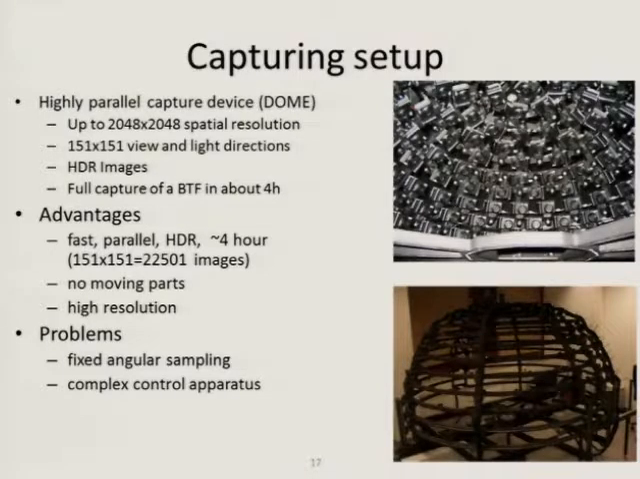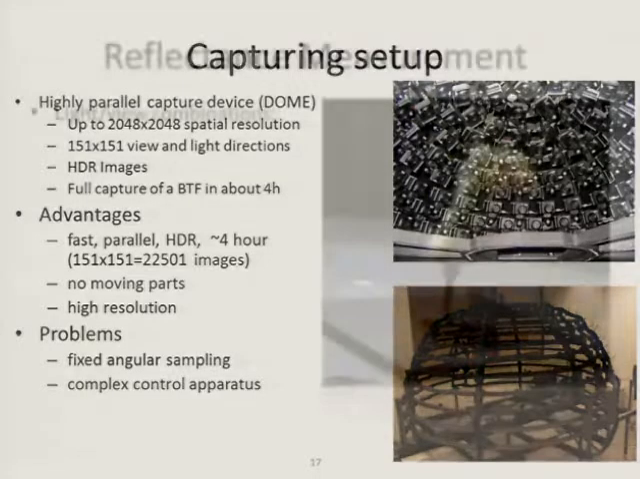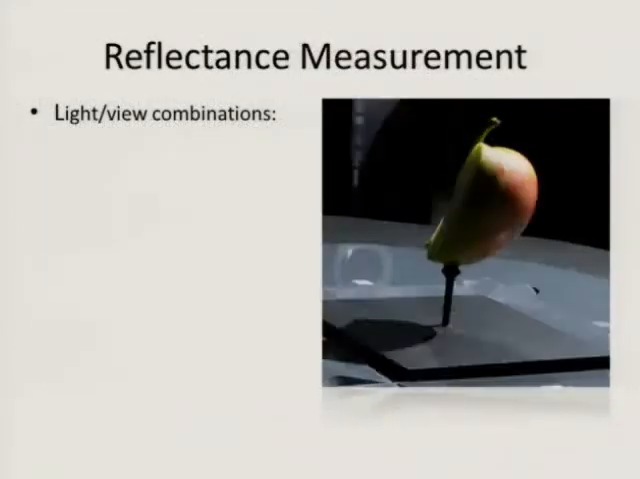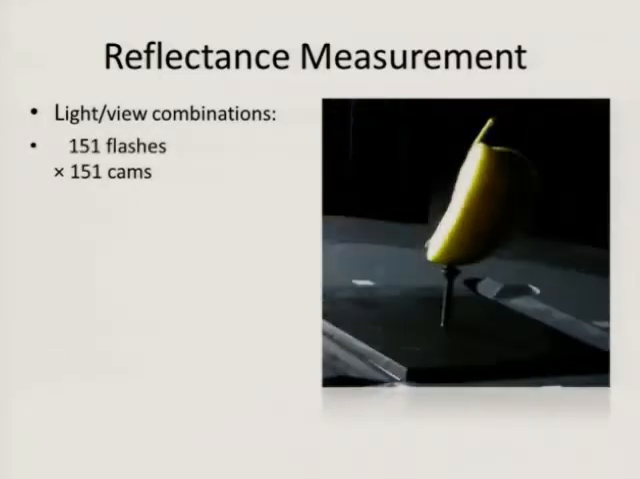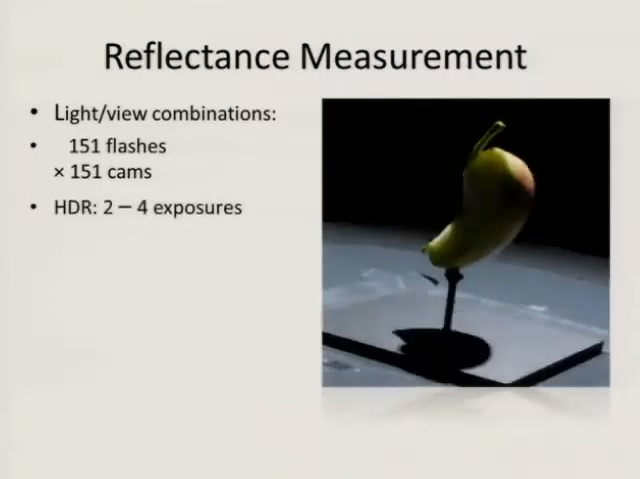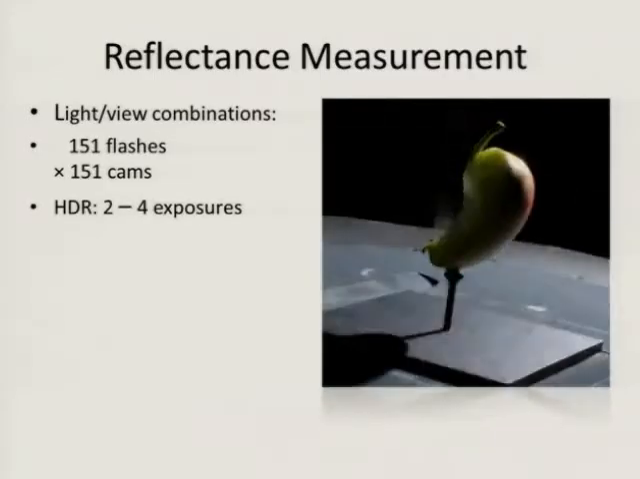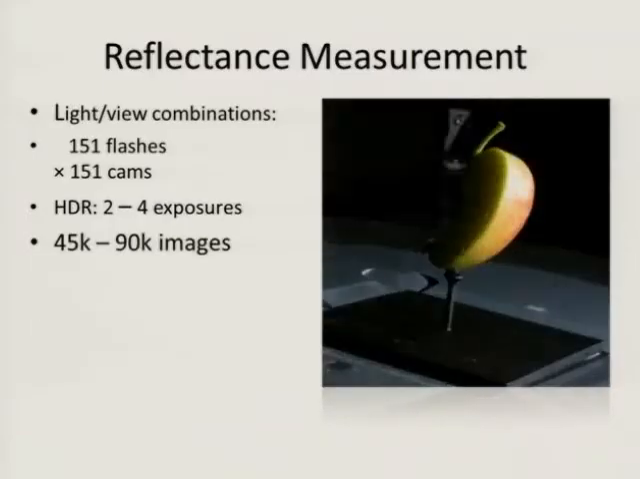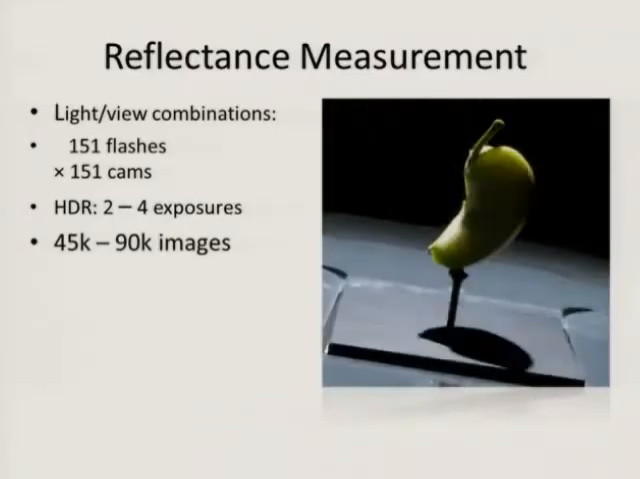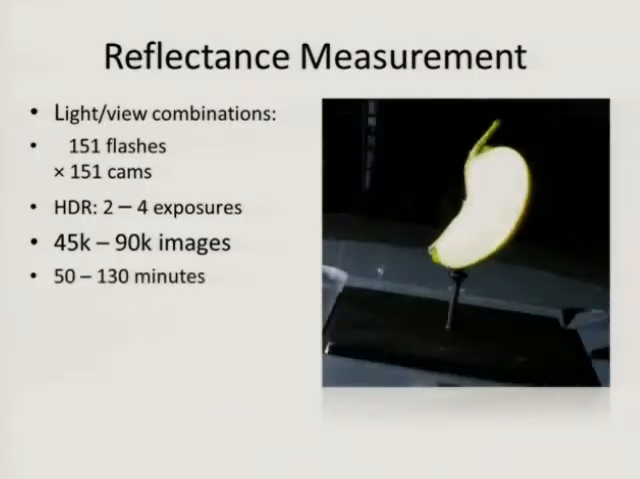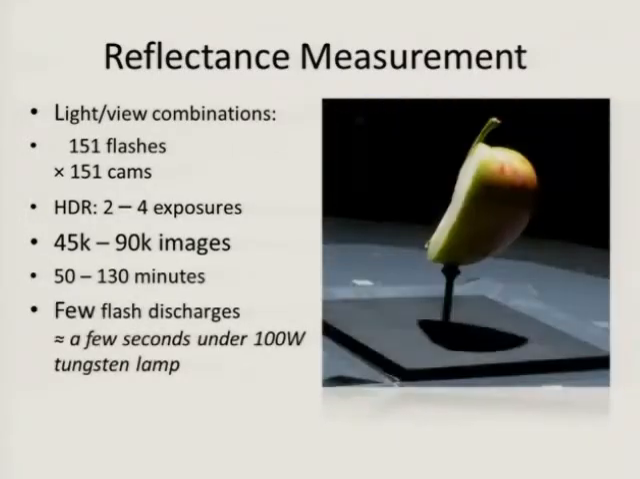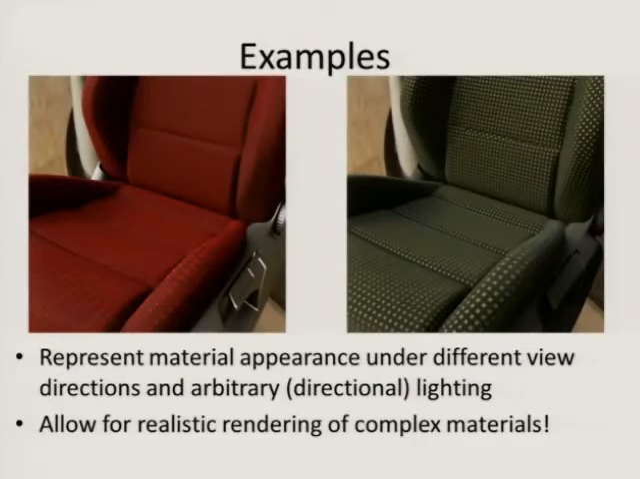The problems we have here are our fixed angular samplings and this complex control apparatus. Okay, and that's how it looks. If we take, for example, this one, that's what happens here: 151 flashes, 151 cameras, and then of course these different exposure times. Depending on the exposure times, we capture between 45,000 and 90,000 images in this time. Okay. If we have done this, we can generate nice images of these materials.